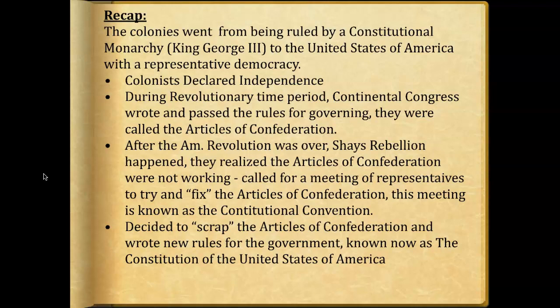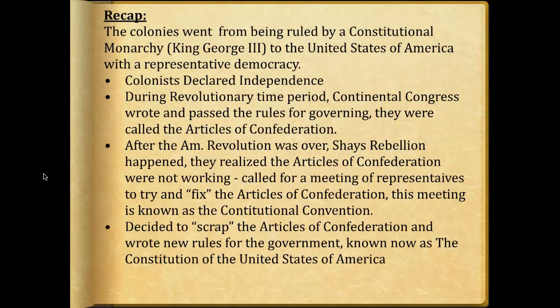After the American Revolution was over, there were things in the Articles of Confederation that weren't working very well. They didn't have the power to tax, there was no central government, and then the final straw was Shays' Rebellion. And so the founding fathers realized that the Articles of Confederation were not working. And so they called for a meeting of representatives, where they were going to meet in Philadelphia and try to fix the Articles of Confederation. This is the meeting that becomes known as the Constitutional Convention.